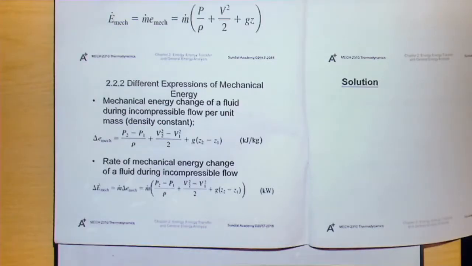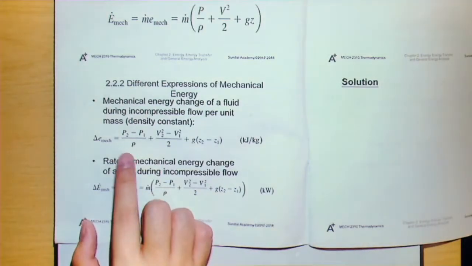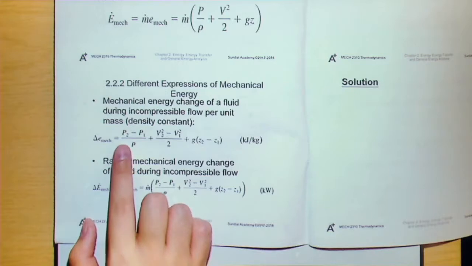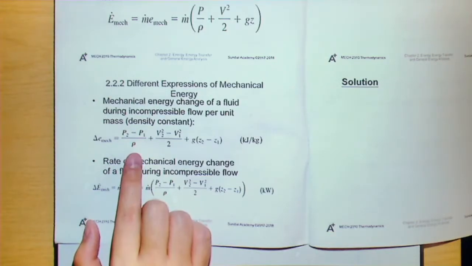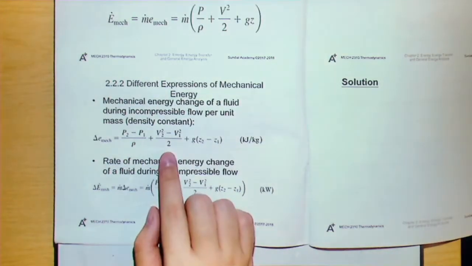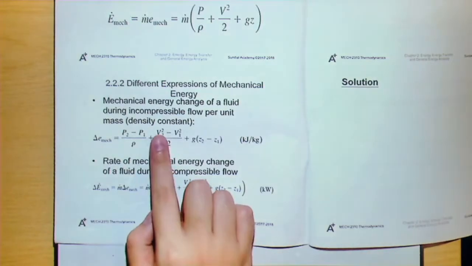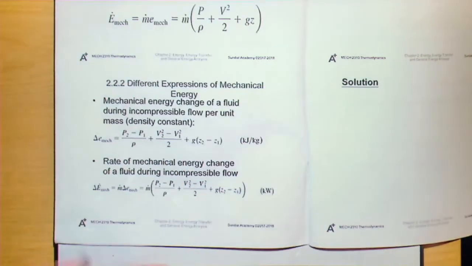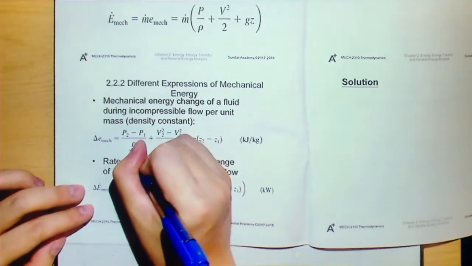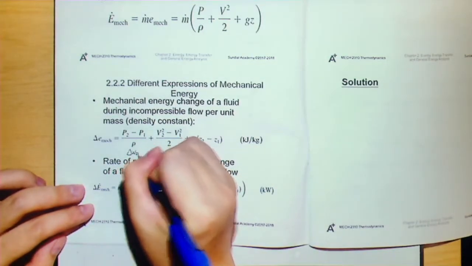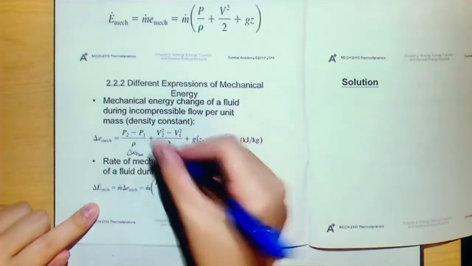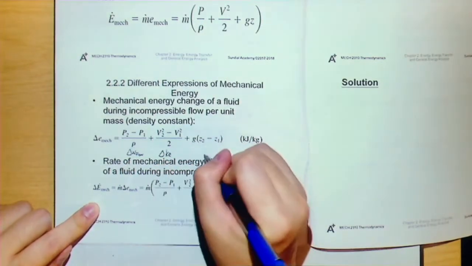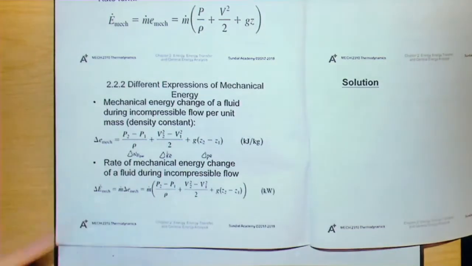During an incompressible flow, that means if the density is constant, the mechanical energy change per unit mass will be given by delta E mechan. Because rho is constant in this case, we just have P2 minus P1 divided by rho, plus the change in KE, so V2 squared minus V1 squared divided by 2. Let me write that down. So here, this term would be the delta flow work, this one is the delta KE, and this one is a delta PE.